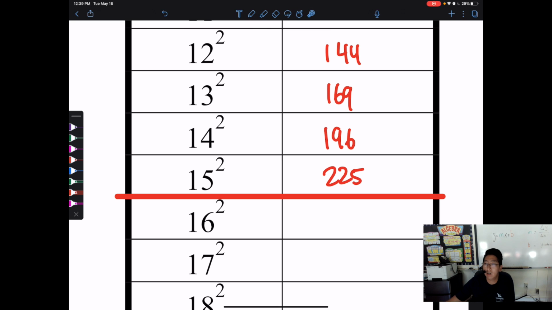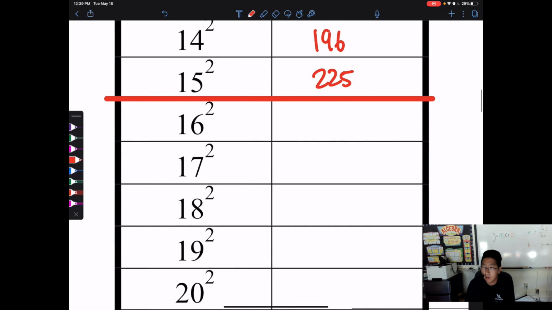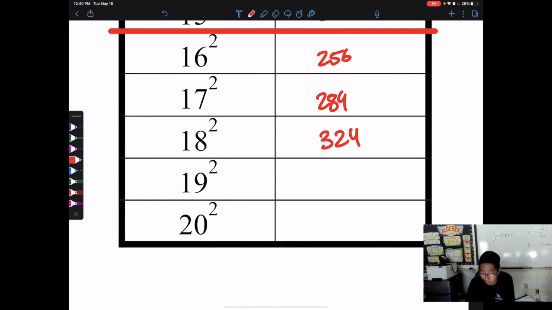Let's keep writing down on this list. 16 squared is 256. 17 squared is 289. 18 squared is 324. 19 squared is 361.